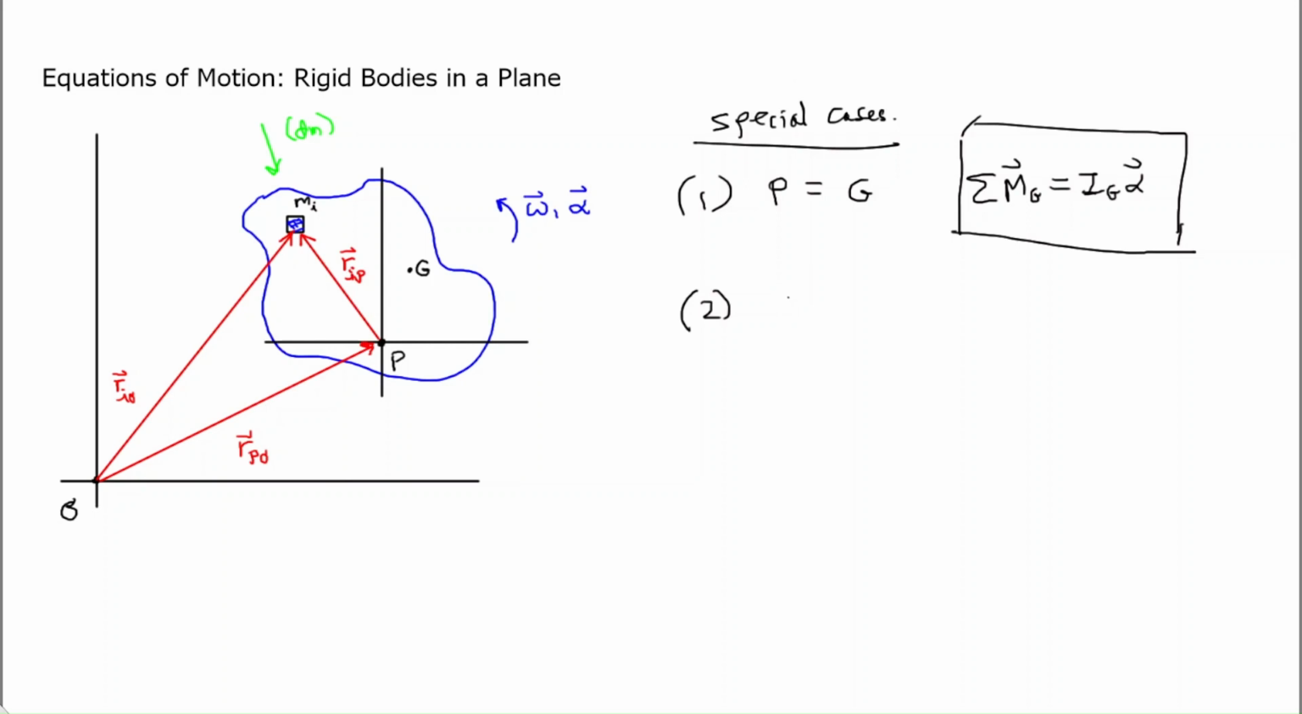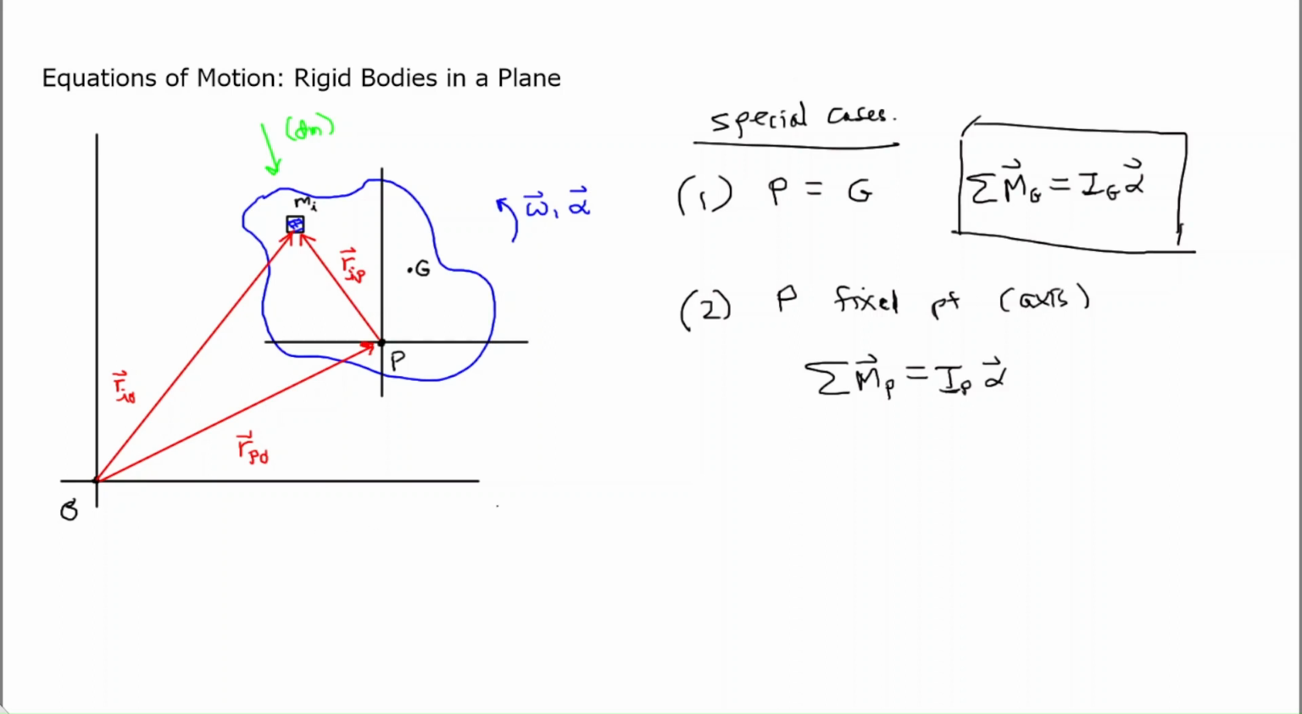Okay. All right, next, P could be a fixed point. That is a fixed axis of rotation. Well, in that case, we have sum of moments about P equals I sub P times alpha. Okay, now there are some details that I left out there, but basically the only acceleration of G is tangential.